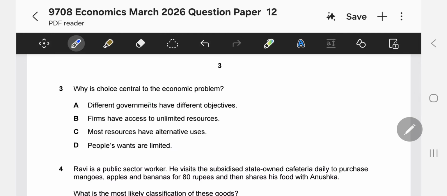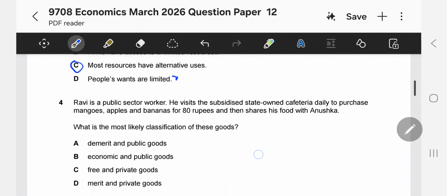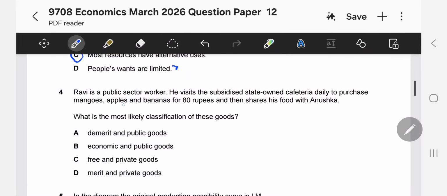Why is choice central to the economic problem? This one should be easy. Different governments have different objectives, that can be something. Firms have access to unlimited resources? No, they don't. Most resources have alternative uses? That's true. People's wants are limited? Wants are unlimited, so this one is not true. So the correct answer here will be C. Okay, let's go to question 4.